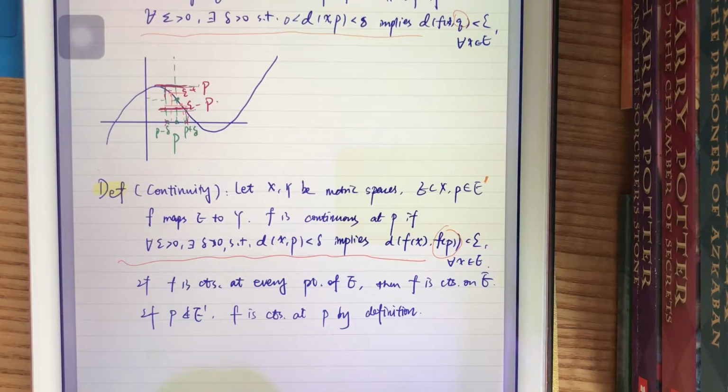The second case is when P is not a limit point of E. Then f is continuous at P by definition. This is actually a simpler case because you don't need to worry about the distance of something. If P is not a limit point, then you directly say that f is continuous at that point.